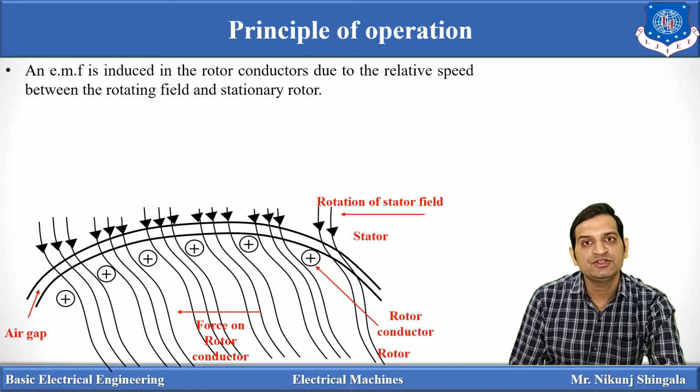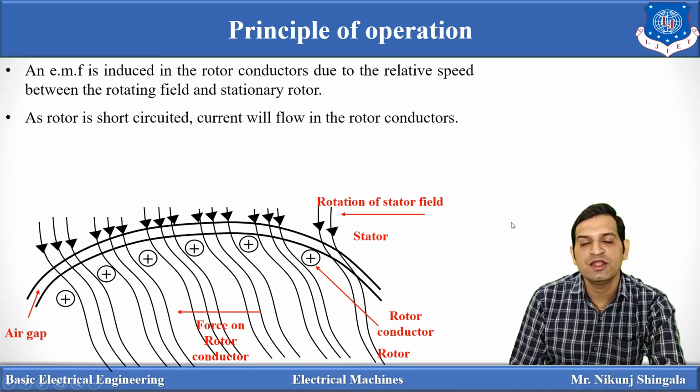If the magnetic field is stationary and the rotor is stationary, then no EMF gets induced. So the cause of EMF induction is the relative speed between the rotating field and the stationary rotor. Now as the rotor is short circuited, as we have already discussed in the previous video lecture, current will start to flow in the rotor conductors.